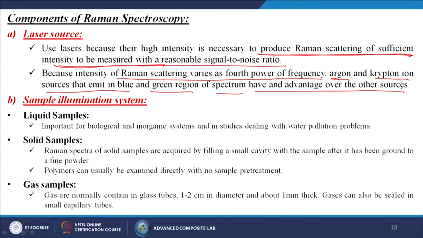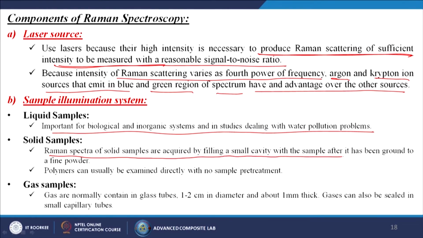Next is the sample illumination system. Liquid samples are important for biological and inorganic systems and for studies dealing with water pollution problems. Solid samples: Raman spectra of solid samples are acquired by filling a small cavity with the sample after it has been ground to a fine powder. Polymers can usually be examined directly with no sample pre-treatment.